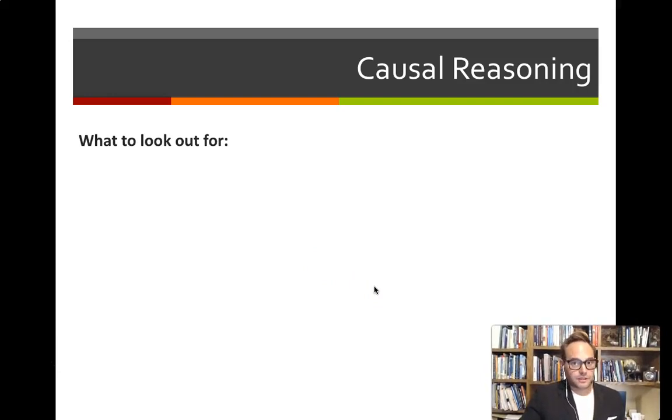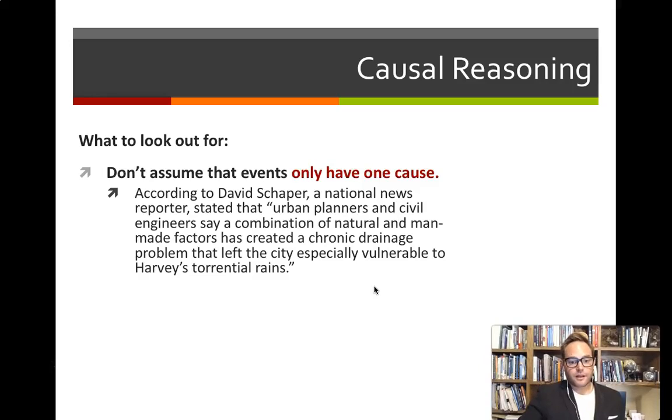But we have to keep a lookout for things within this causal reasoning that might damage our argument. The first one is, don't assume that events only have one cause. Even though we're maybe trying to argue for a specific cause of an event, keep in mind that there are multiple factors that play into the cause of an event.